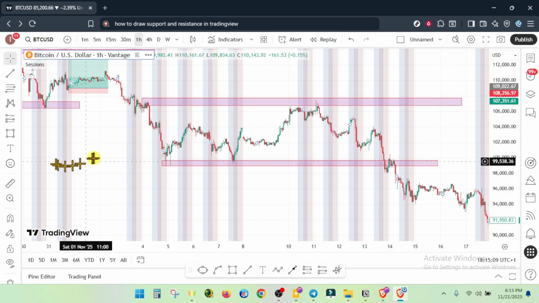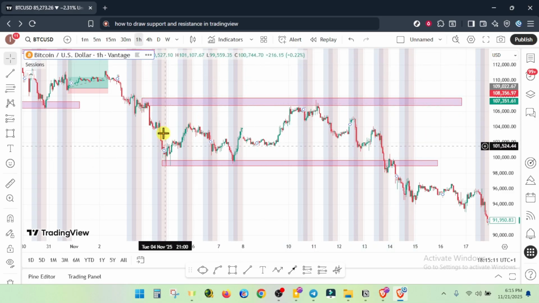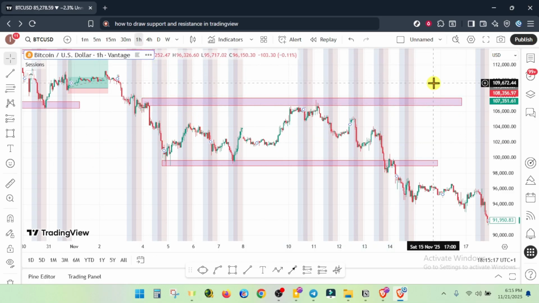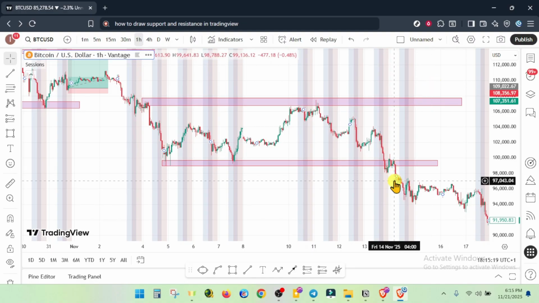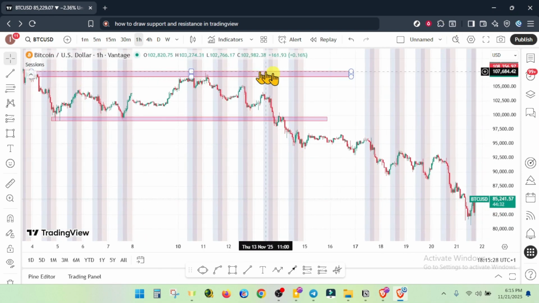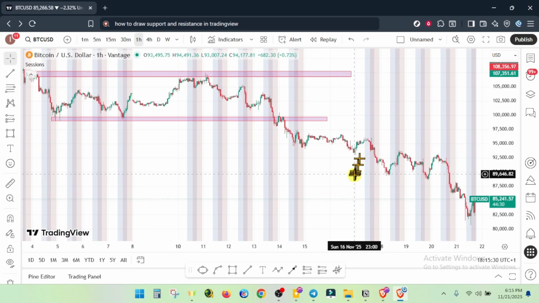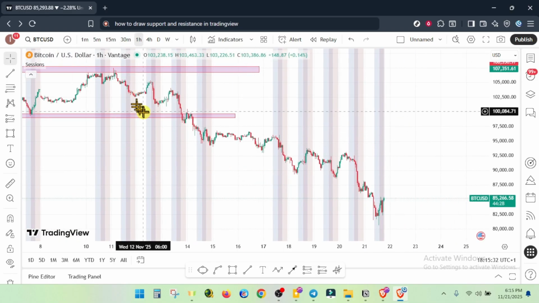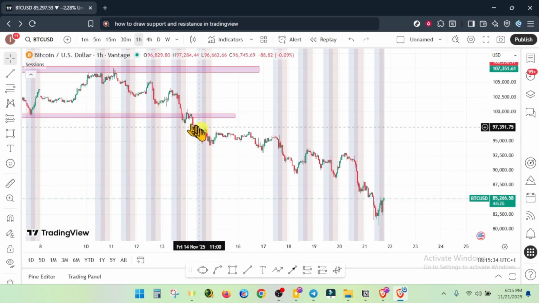As you can see, this support and resistance, the price respects it. Either it breaks through and continues in the opposite trend, or it retests and continues from where it comes back from. As you can see, after so many retests, it actually breaks through, and that is why we have been seeing sales on BTC, because this is BTC.